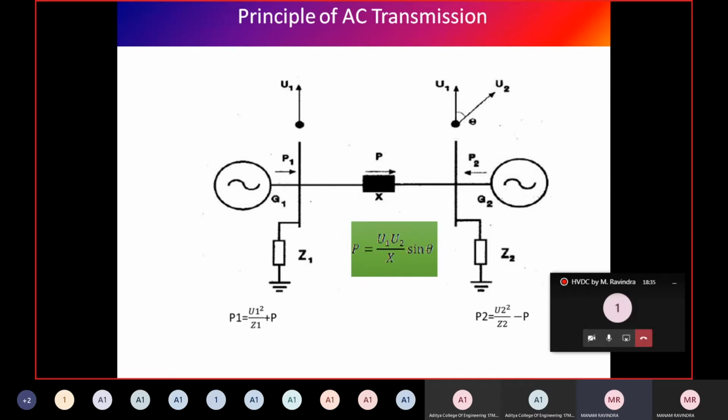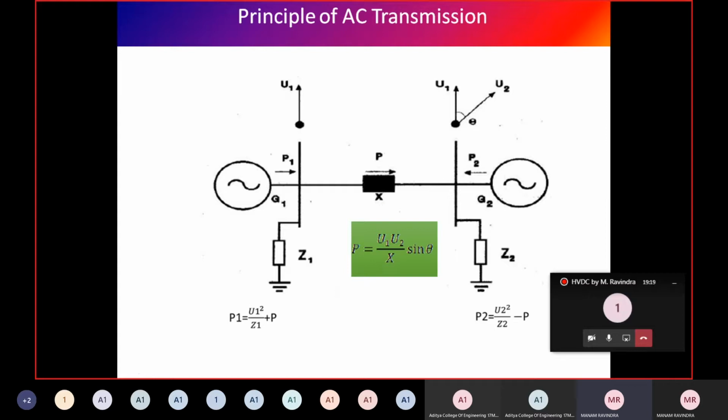Here we denote P1 as the power generated at G1, and similarly P2 at G2. U1 is the voltage at the generator G1, and U2 is the voltage generated at G2. We note it like that. In the transmission line, the transmission line reactance is there, X here. Between generator 1 and generator 2, some transmission line is there, and its reactance is shown as X.